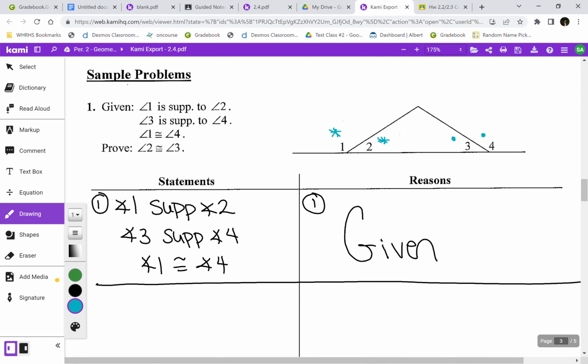All right, this we can mark. It says angle 1's congruent to angle 4. Angle 1's congruent to angle 4. How do we mark that? With a loop, right? Now, we want to prove that angle 2's congruent to angle 3.